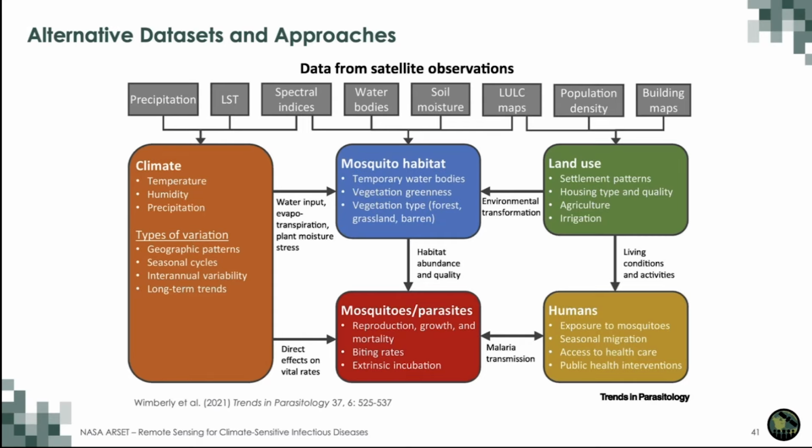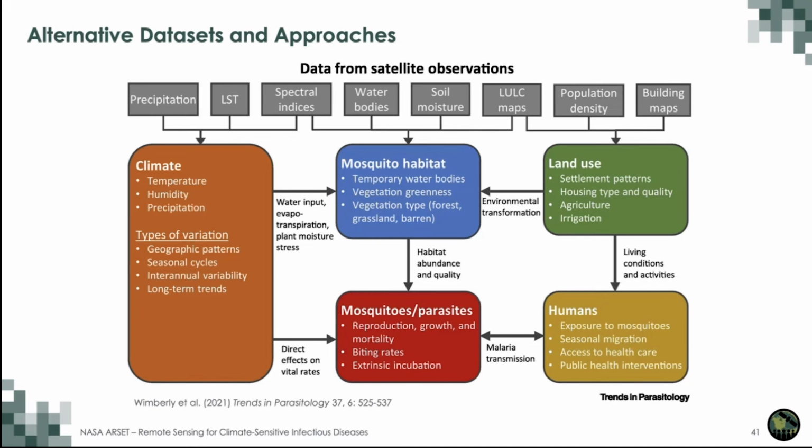And that's everything from precip, land surface temperature, spectral indices, which I've already talked about. We can do water bodies, soil moisture, land cover, land use, population, individual buildings. Those are all widely accessible now. And then they feed in a variety of different ways. So if you look on the left, that orange box, that's the pathway that I've talked about a lot with my examples in EPIDEMIA. It's really looking at some of these products that are giving us short-term fluctuations in climate and weather that feed in and affect mosquitoes and their parasites.